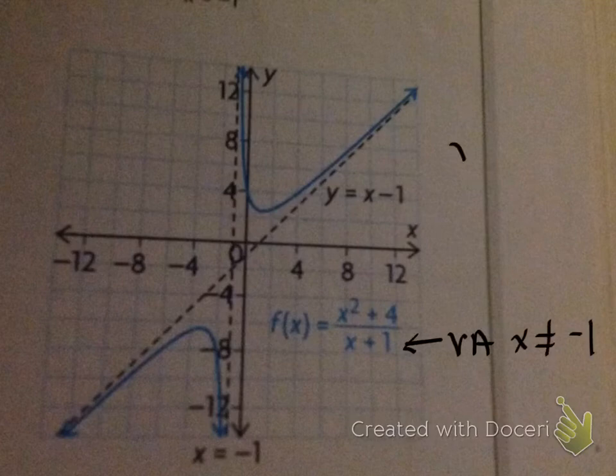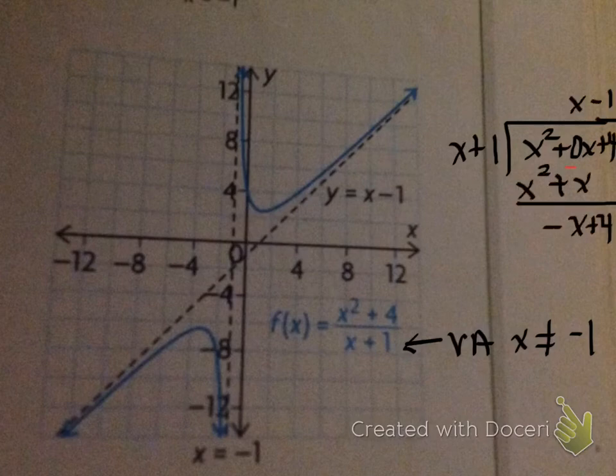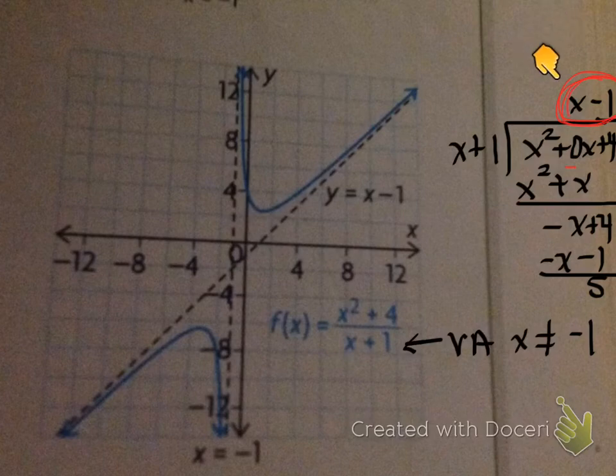So what you would do to find the slant asymptote is you divide the numerator by the denominator using long division to find out that the quotient is x minus 1. So the quotient that's up here, folks, that turns out to be the equation of the slant asymptote.